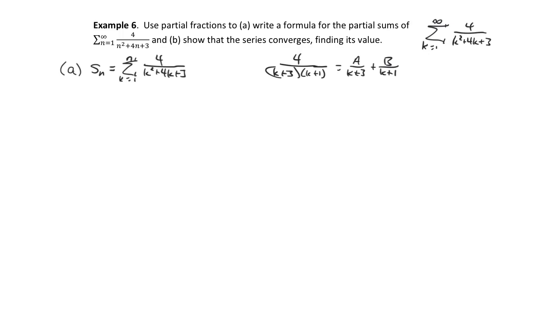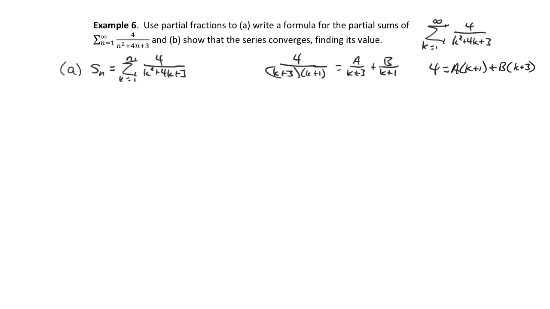One method for solving this was to multiply both sides by the denominator of the left side, which eliminates that on the left side, leaving us with just a 4. On the right side, when I multiply A over k plus 3 by k plus 3 times k plus 1, the k plus 3's will reduce, and we just end up with A times k plus 1. And a similar thing will happen with the other one, where we'll end up with B times k plus 3.